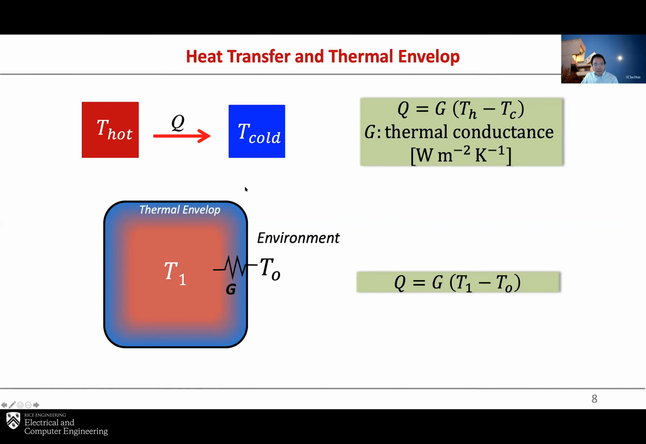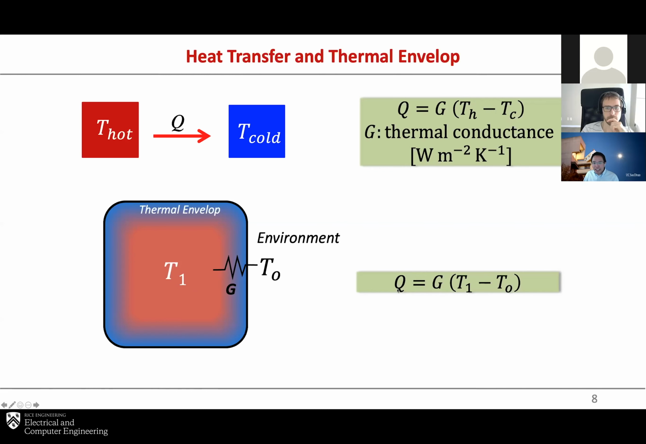And obviously, if you have a thermal envelope, this could be a cell, or our body, or a building, or a car, and you have environmental temperature T0 and the temperature inside the thermal envelope T1, there's always some thermal conductance or thermal pathway between T1 and T0, and that will dictate the amount of heat that goes from inside the thermal envelope to the environment. So this is a very simple concept, and a lot of times we actually need to do different kinds of engineering to either increase or decrease the heat flux via engineering the thermal conductance G.